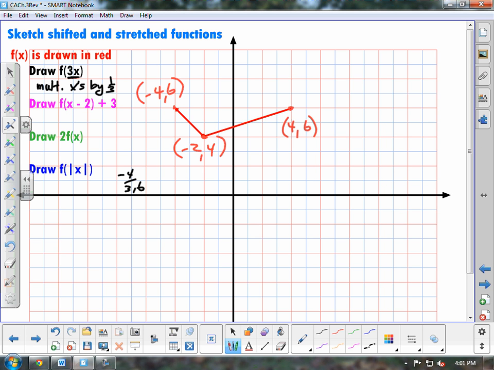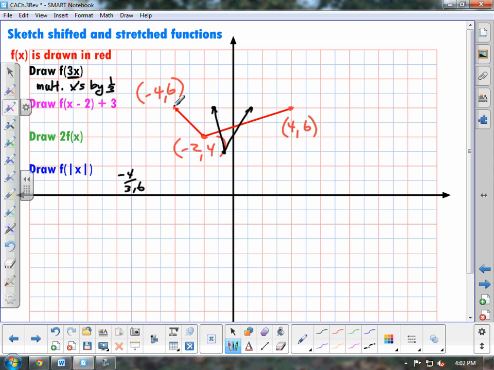So 4/3 is right about, there's -4/3, 6 is right there. -2 times 1/3 is a -2/3. So right there, 4. And 4 times 1/3 is 4/3. And 6, so it's what there. And then your graph is going to look like that because it is going to compress it by a factor of 3.